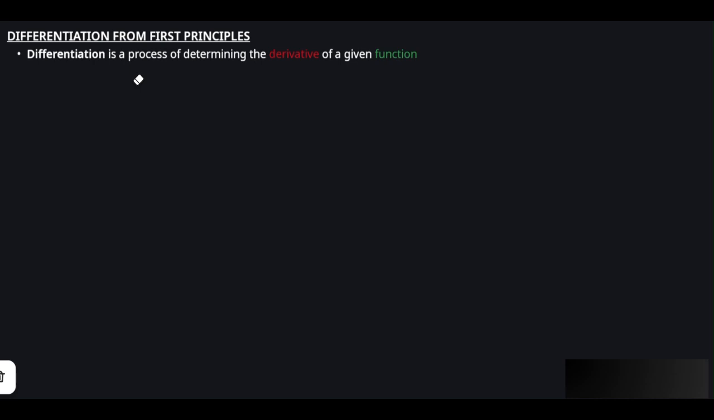Hi guys, so today we'll be doing differentiation from first principle. So when they speak about differentiation, they say differentiation is a process of determining the derivative of a given function. Meaning you'll be given a function and then you'll be asked to determine the derivative of the function which is given using the first principle method.